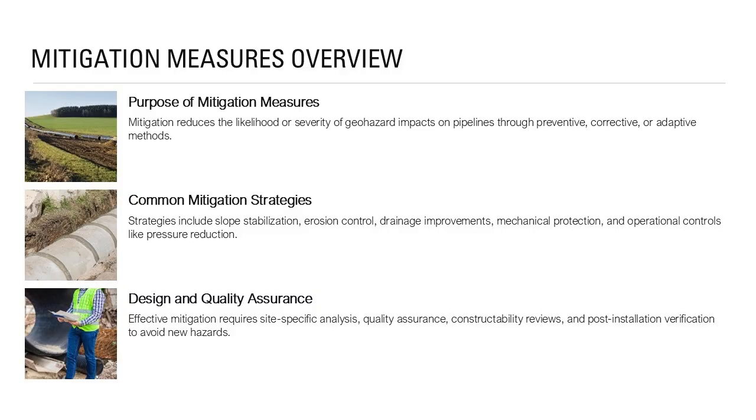API RP 1187 encourages selection of mitigation options based on engineering effectiveness, feasibility, and risk reduction potential. Common mitigation strategies include slope stabilization, drainage improvements, erosion control, river training works, increased depth of cover, mechanical protection, pipeline rerouting, and operational control such as pressure reduction. In some cases, enhancing pipeline strain capacity or installing flexibility features may be appropriate.